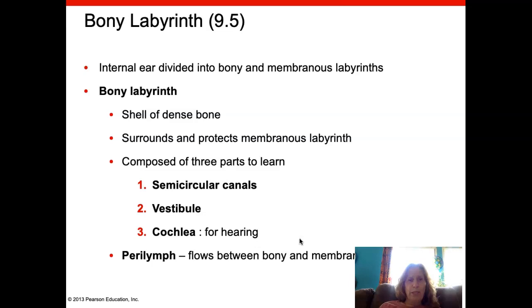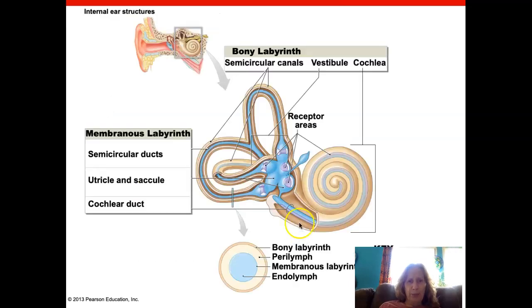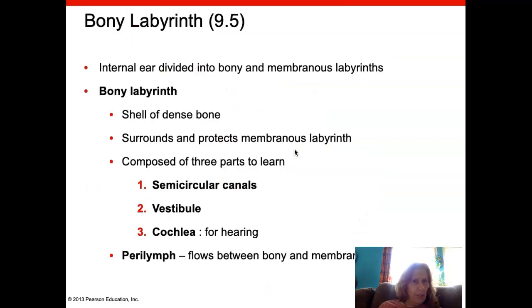So this Boney Labyrinth, let's see, there's a picture of it. The tan color is the bone, and they're allowing you to see through that bone to what's inside, which is the membranous labyrinth. So this is the snail-shaped bony labyrinth, and here are what are called semicircular canals. So the Boney Labyrinth is a shell of dense bone. It surrounds the membranous labyrinth, and it's composed of 3 parts to learn: the semicircular canals, the vestibule, and the cochlea. The cochlea is for hearing.